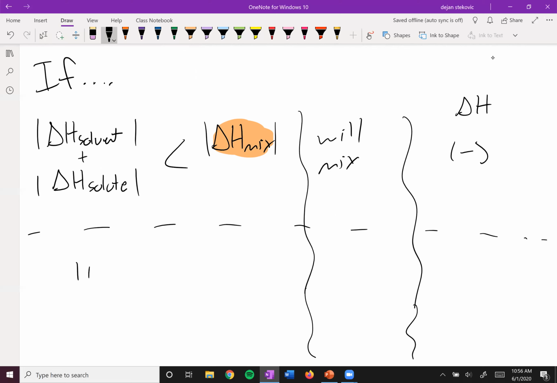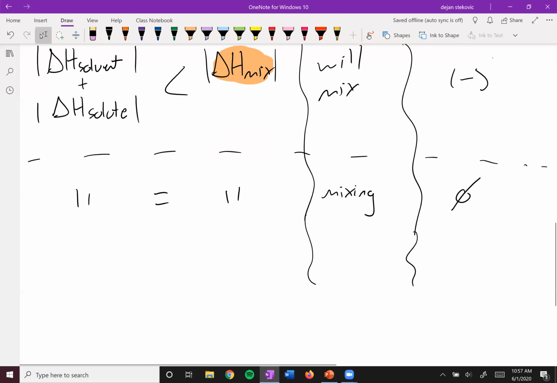Next scenario, what happens if these two are equal, if our intermolecular forces are exactly the same? Well, here we're still going to have mixing. And why are we still going to have mixing? Even though the delta H here is 0, we cause an increase in the dispersion of matter. So we cause an increase in entropy, and so this process still occurs.